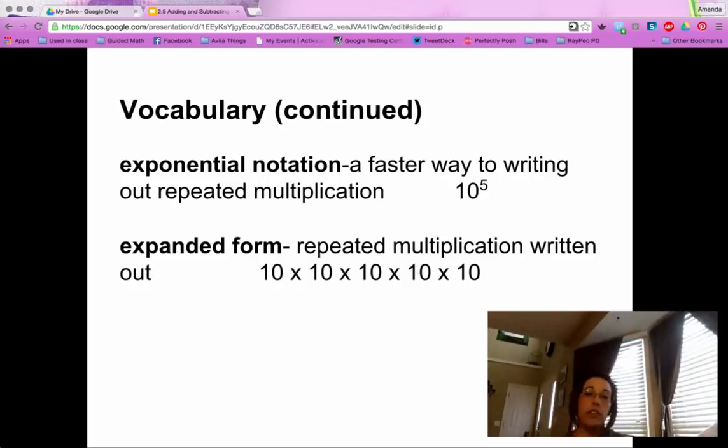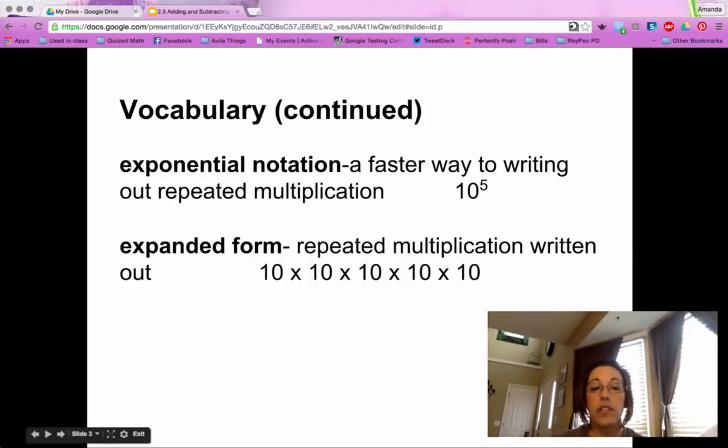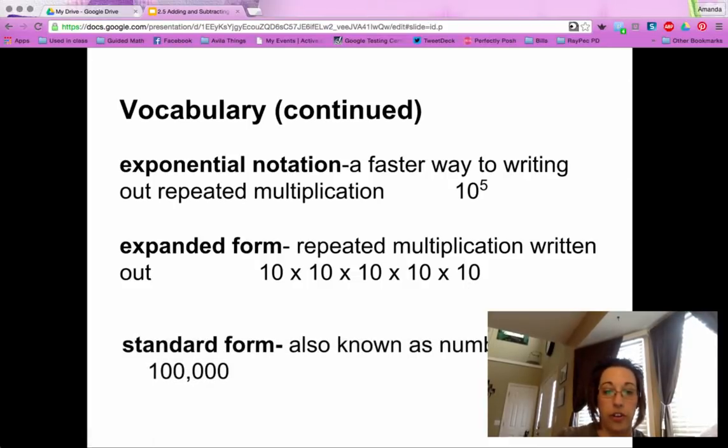Expanded form is the repeated multiplication written out. In this, you can see how we have 10 to the 5th power, which is 1, 2, 3, 4, 5 tens multiplied by each other. And then we have standard form. It's also known as number form. It is really the answer or the product of that repeated multiplication.